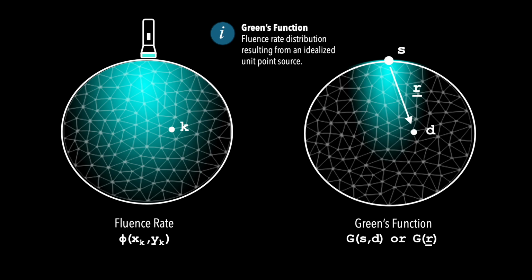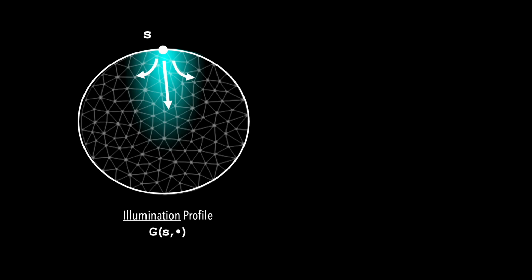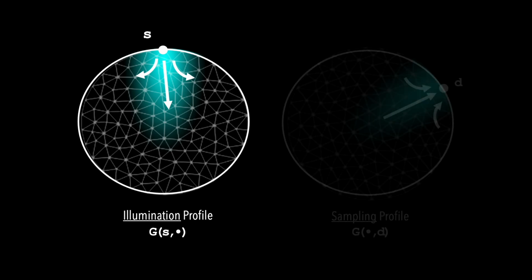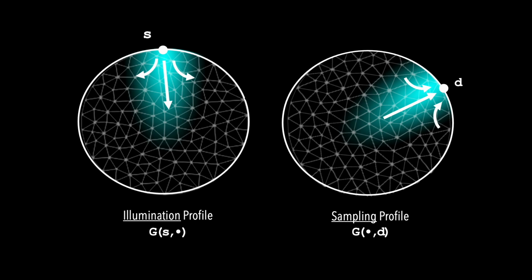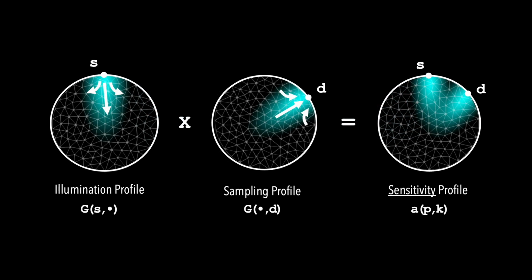Using the Green's function for a given point source, we can obtain the value of the fluence rate at any node in the mesh. We will refer to this as the illumination profile of the source. Additionally, it can be shown that the Green's function also describes the sampling profile of a detector. That is, it quantifies the contribution of each mesh node to the fluence rate that would be measured at a detector located at node D, given an arbitrary fluence rate applied across the mesh. By combining the illumination and sampling profiles, we obtain the most likely path light will take when traveling from a given source node to a given detector node.